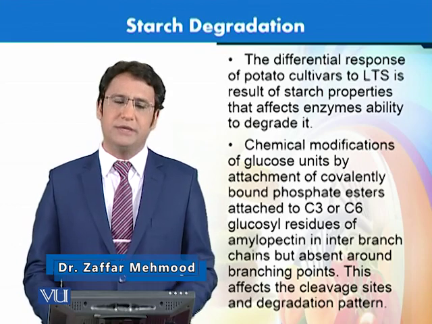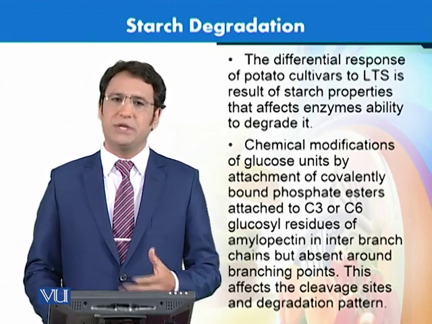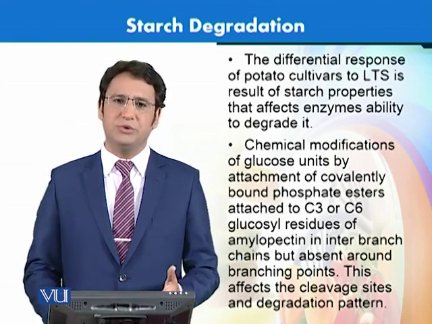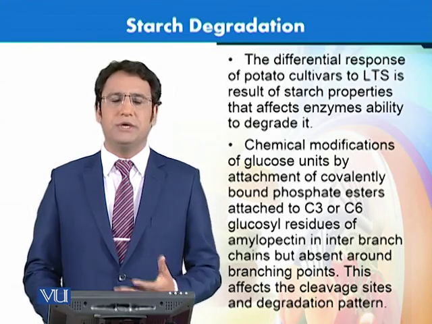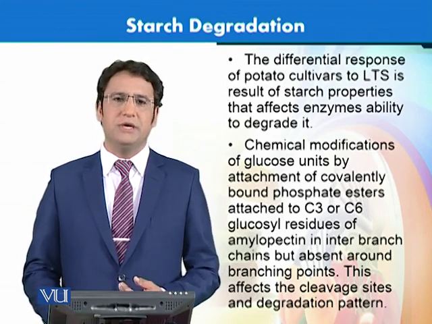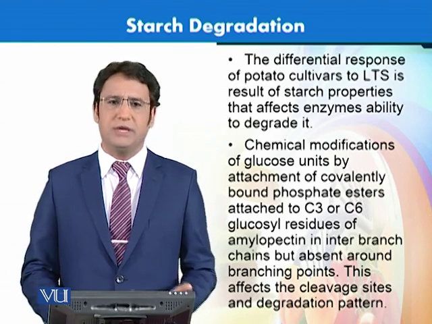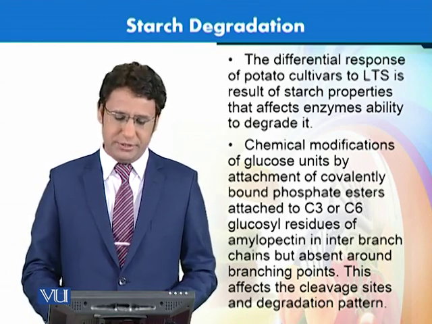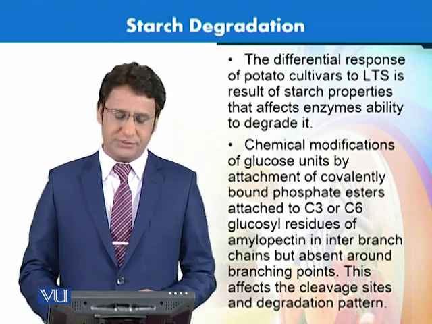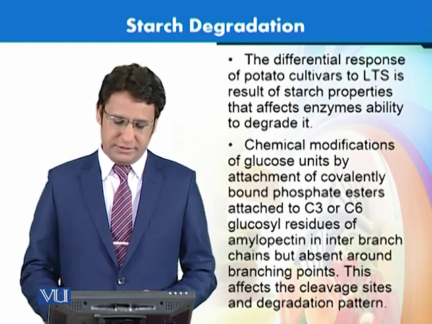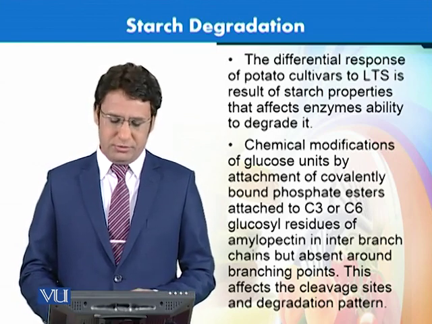And again, because different cultivars have different starch chemistry as well as other attributes, this degradation is variable among different cultivars of tubers. If you look at this modification, it is basically a chemical modification that happens by the attachment of glucose with phosphate esters. These phosphate esters attach to C3 or C6 glucosyl residues of amylopectin.